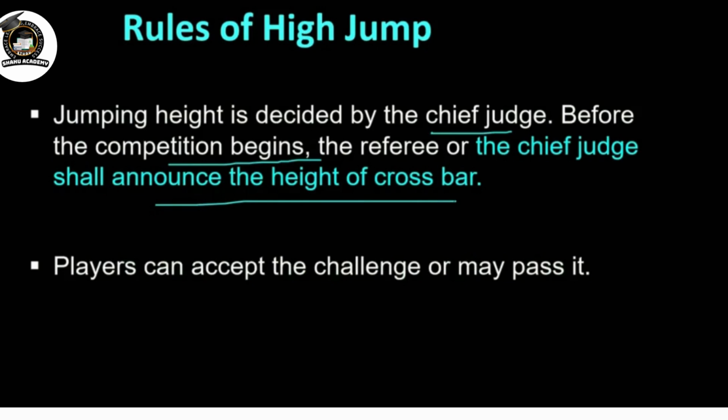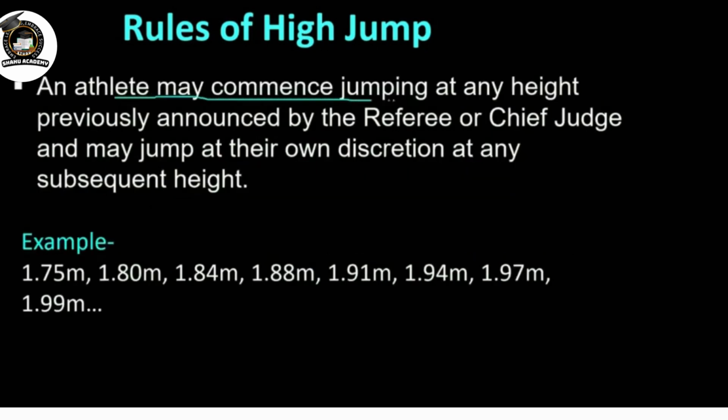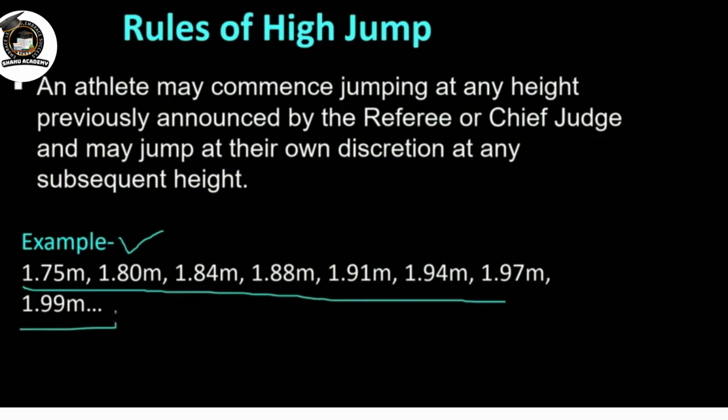Now there will be some who will accept the challenge and jump at that height. And there will be some who will not accept the challenge and pass, and then they will start to jump from the next height. Then next, see, the player can take off from 1 foot only, which means when he jumps he will jump here on 1 foot only. If he jumps here with both feet, he will be considered to have failed.